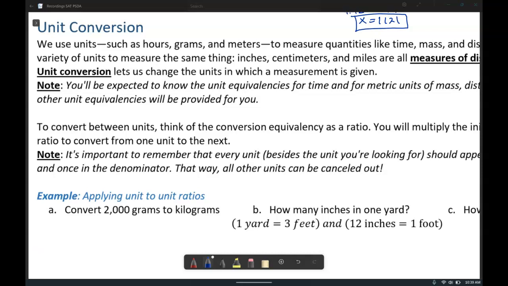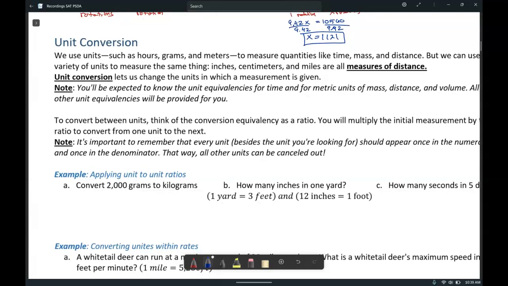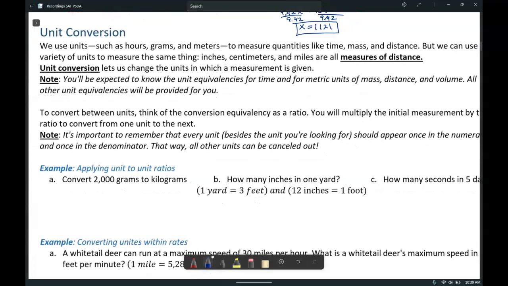Now we'll go ahead and move on to unit conversions. Whenever we use units, hours, grams, and meters, we measure quantities like time, mass, and distance, okay? But we can also use a variety of units to measure the same thing. Inches, centimeters, and miles are all measures of distance.